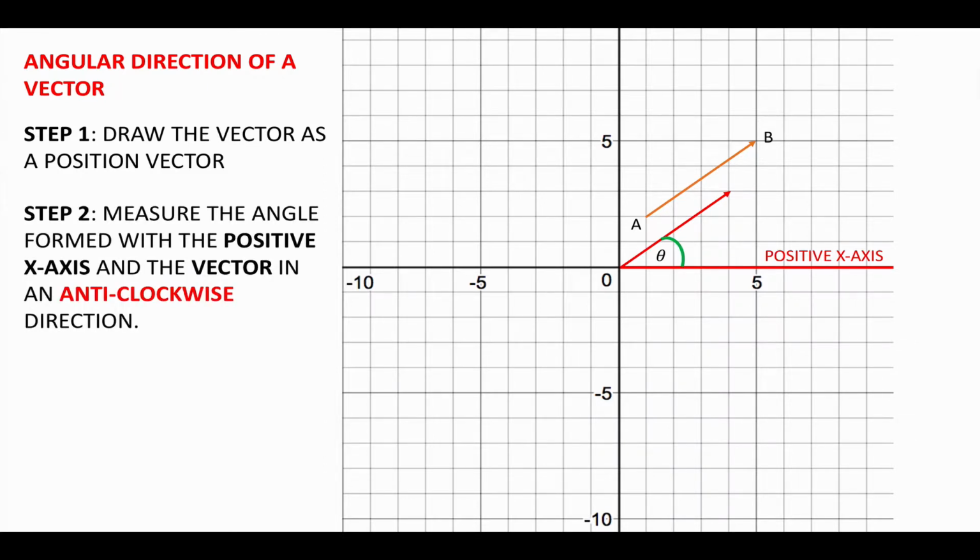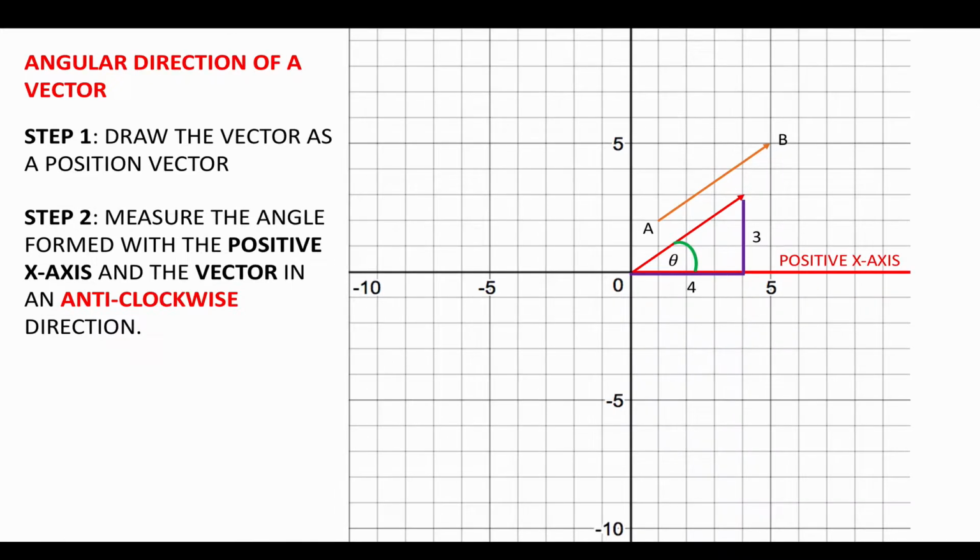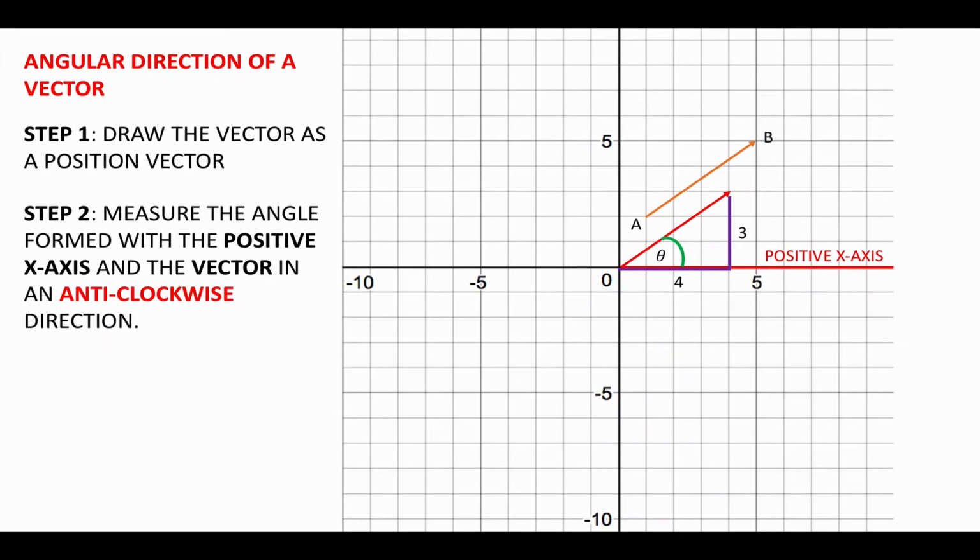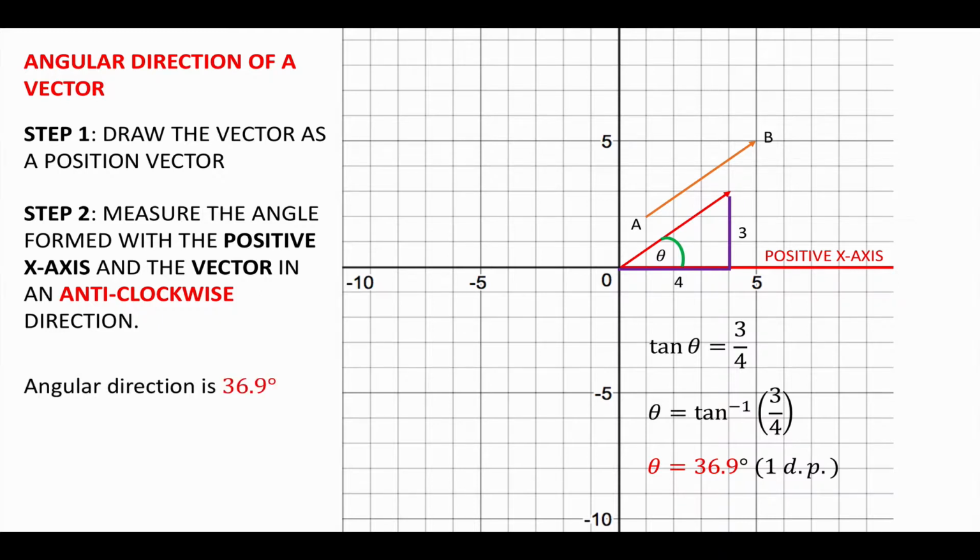Now to calculate this angle, we have 4 units across and 3 units upwards. Here you can see a right angle triangle formed where 3 is opposite of theta and 4 is adjacent to theta. We can use trig ratios to solve this problem. So tan theta is equal to 3 over 4 and theta is equal to 36.9 degrees. So then the angular direction would be 36.9 degrees.